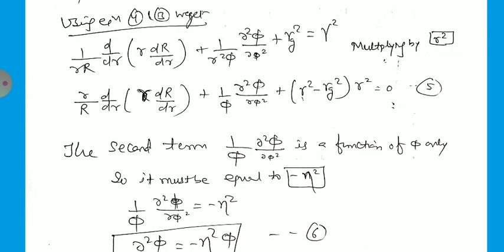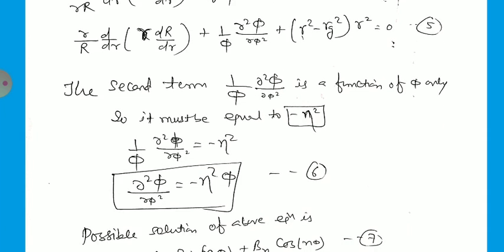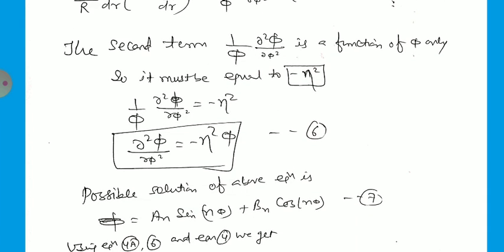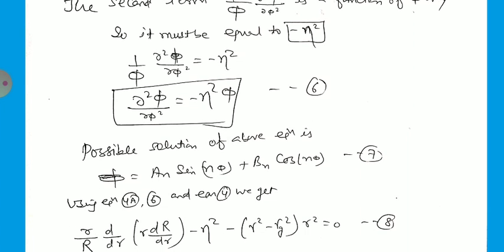The second term of this equation fifth is only a function of phi, so we can consider it equal to a constant. Let us suppose it is eta square. So solving these equations, we obtain del square phi by del phi square equal to minus eta square phi, and the possible solution of it is phi equal to a n sin eta phi plus b n cos eta phi.